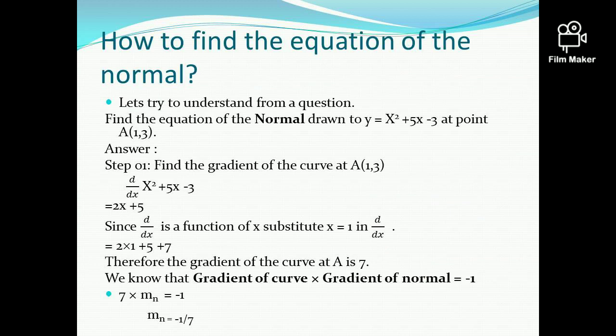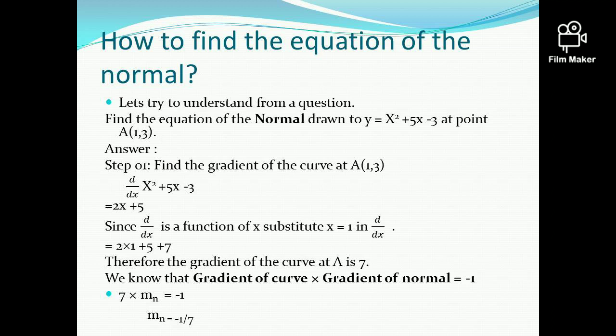Now let's try to verify this theory with an example. The question is, find the equation of the normal drawn to y equals x squared plus 5x minus 3 at point A (1, 3). To find the gradient of the normal, initially we need to find the gradient of the curve. Let's differentiate the curve. If you differentiate x squared plus 5x minus 3, you receive the answer 2x plus 5.